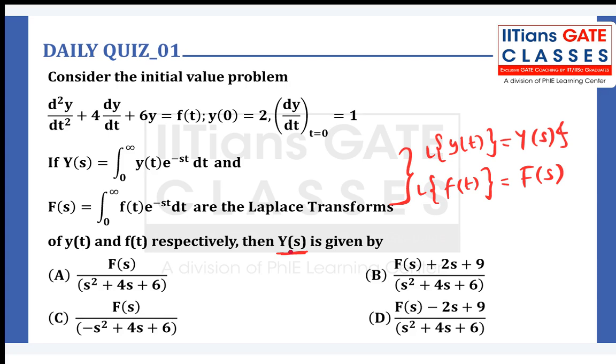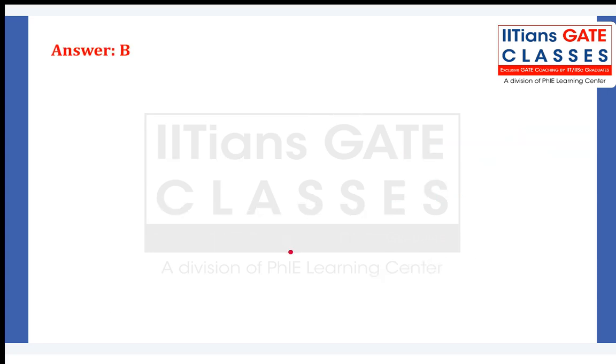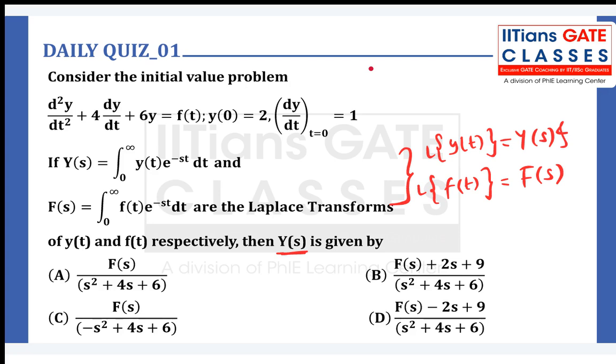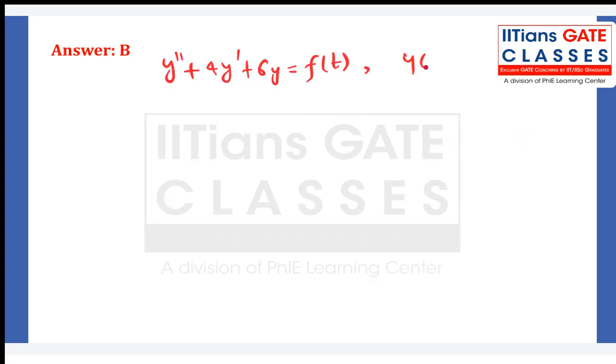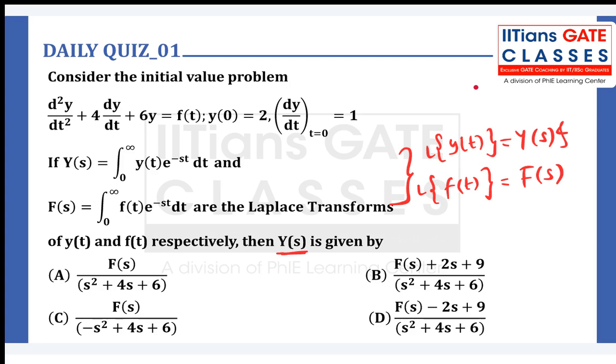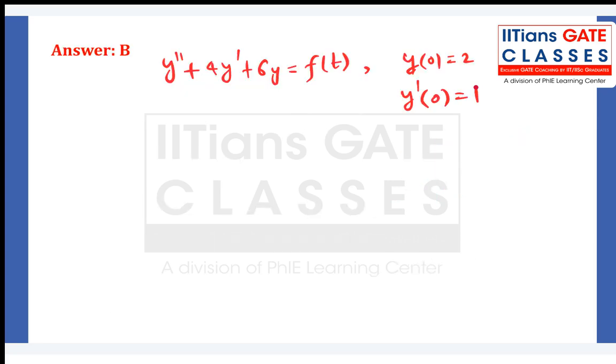So the given ODE is y double dash plus 4y dash plus 6y is equal to some f of t, with y of 0 equal to 2, where this is small y, and y dash of 0 is 1. Y dash means first derivative, double dash means second derivative. So this is our given setup.